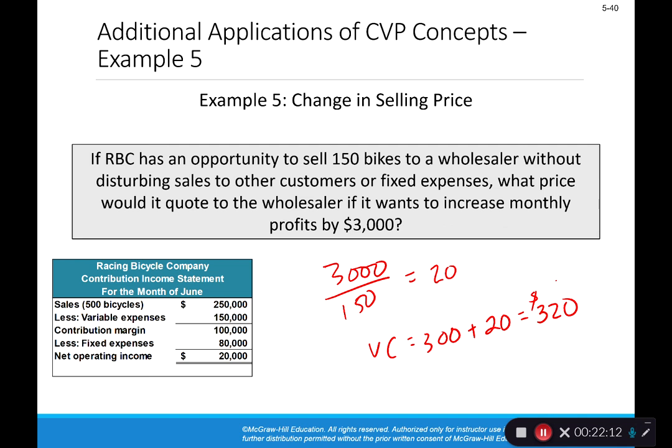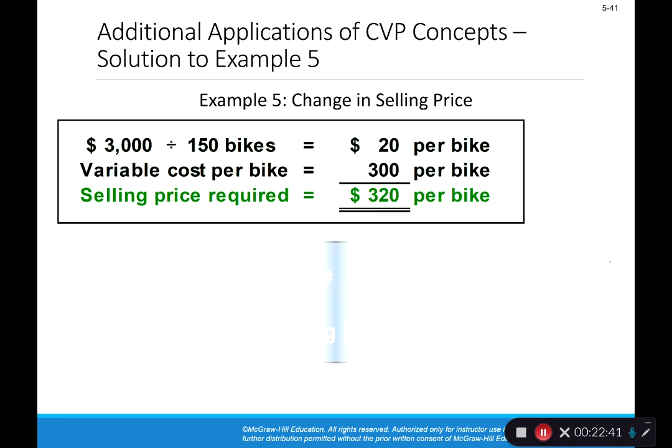So as long as we get a selling price of 320, which is the variable cost, as I look at this, I didn't set that up very nice. Variable cost plus the profit we need per unit equals the selling price per unit. So as long as we get 320, we'll achieve our goal.